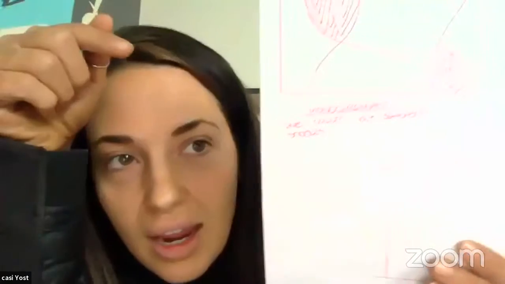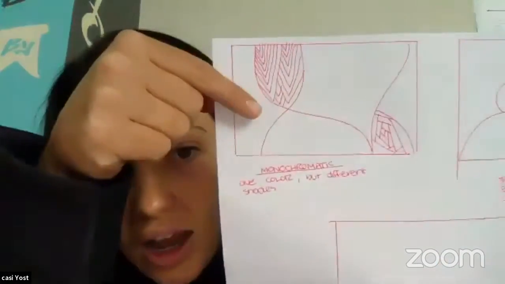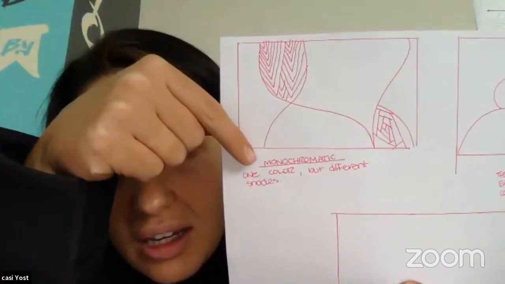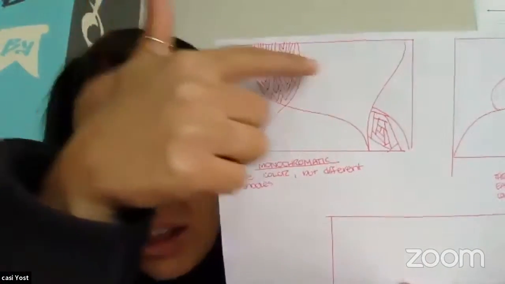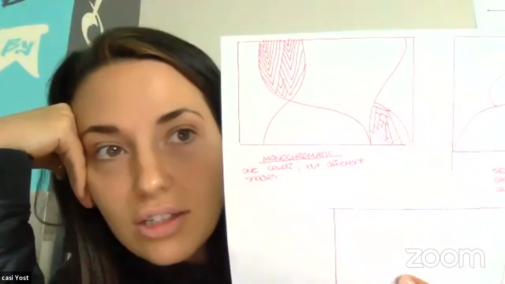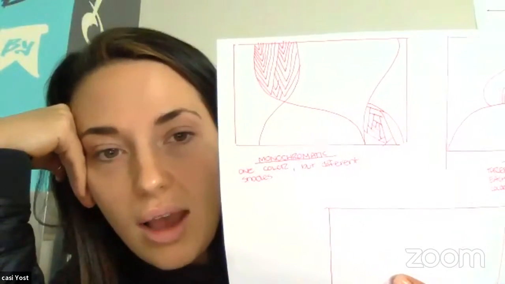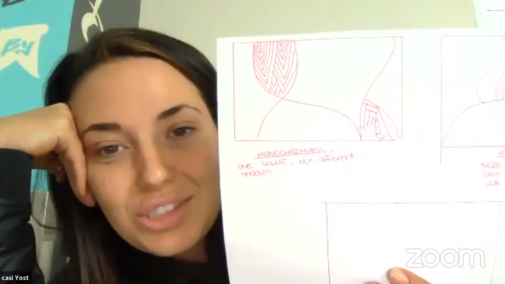Oh, okay. So opposite colors. So that color scheme would be complementary. So yes, you do have to label each one. So for example, I have right here monochromatic, and I am going to color this in with the monochromatic color scheme. So yes, you do need to label each one.